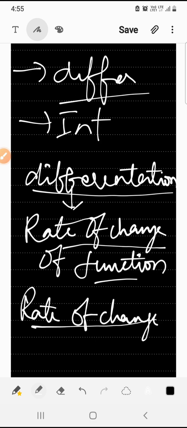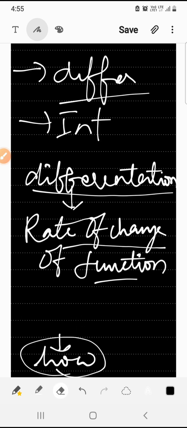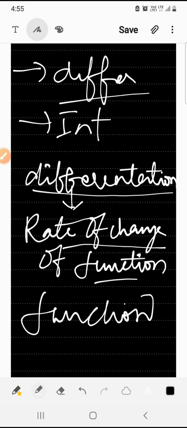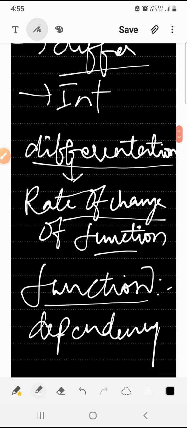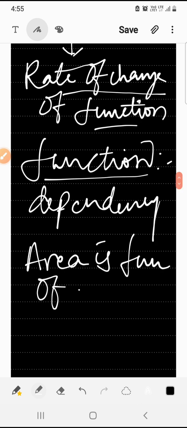First we are going to learn about the rate of change: how fast the change is happening. But before that I first have to tell about function. Sorry for that. Function means dependency. If you take area, area is a function of radius.